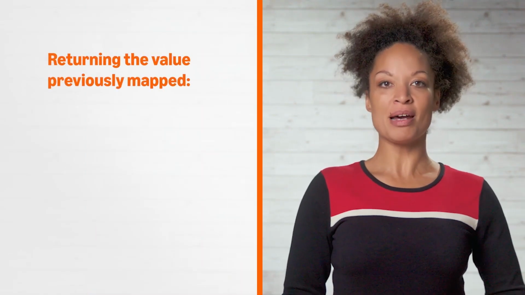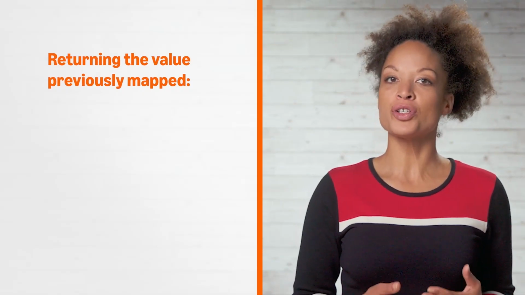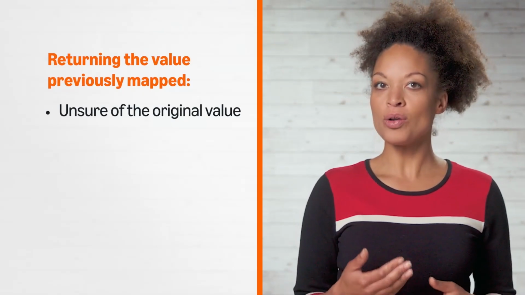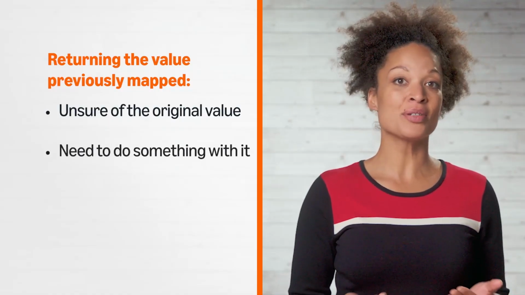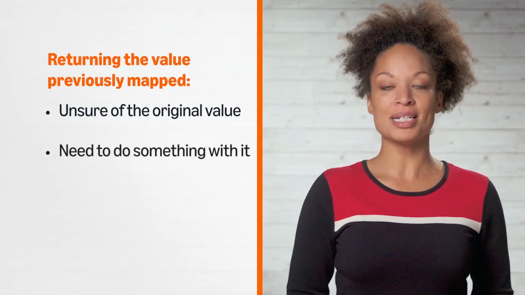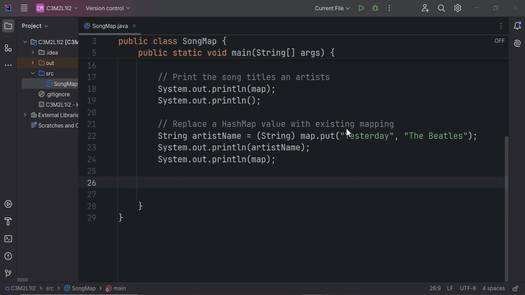Returning the value previously mapped to a key can be useful when you are unsure what the original value was or need to do something with it, such as adding it to a different hash map or logging the update. If you use the put method with a key that isn't in the hash map, it will simply add it as a new key value pair and return null. The return value is null when the put method adds a new key value pair. So, if Yesterday wasn't already in the hash map, a new entry would be added, and the put method would return null. Another method that behaves similarly to the put method is the replace method.